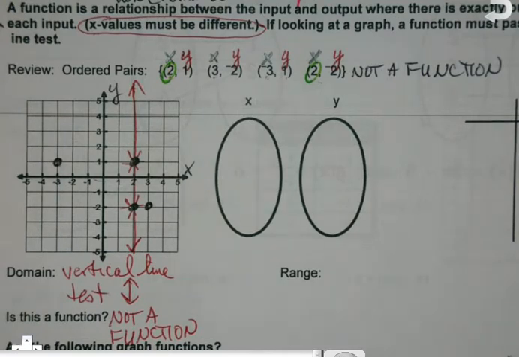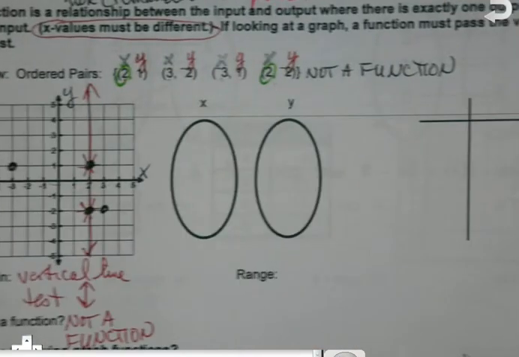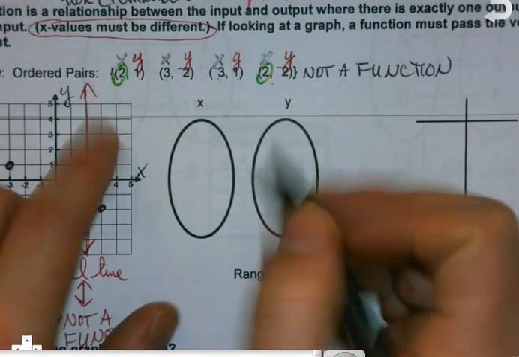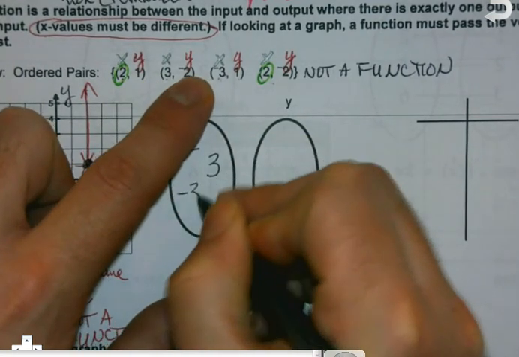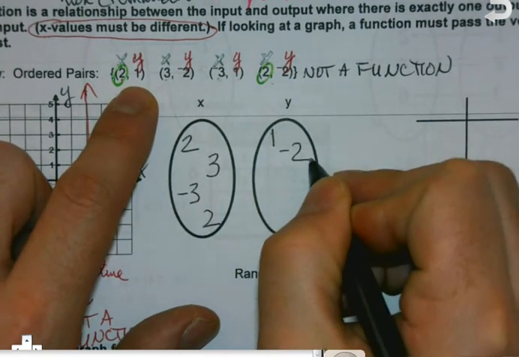Now, there's one other way I can look at these to try and help myself out. There's one other way they'll basically be written. And that's either with these ovals or with a T-chart. So here's how this would work. If they're in the ovals, basically I would just take the x values that I have, I'd copy them into the oval, and then I'd take my y values, and I'd have the same thing.